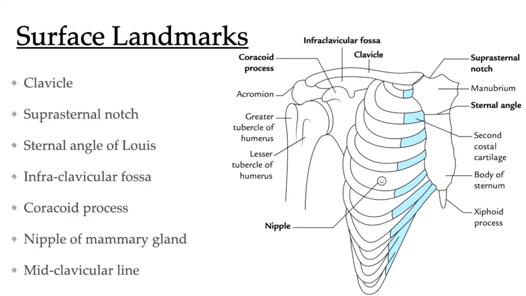Now, students, we will see the surface landmarks. These are the list of surface landmarks in the pectoral region, and you all are expected to locate these landmarks in the human body. The list includes clavicle, suprasternal notch, sternal angle of Lewis, infraclavicular fossa, coracoid process, nipple of mammary gland. You must be able to draw a line called mid-clavicular line.